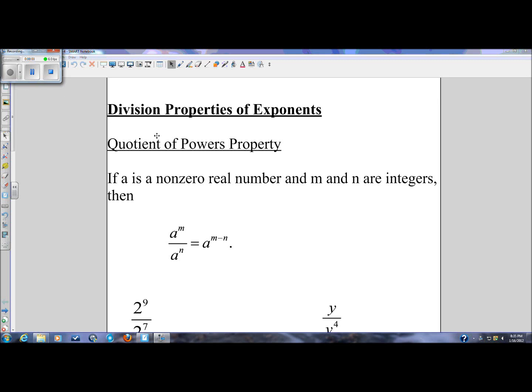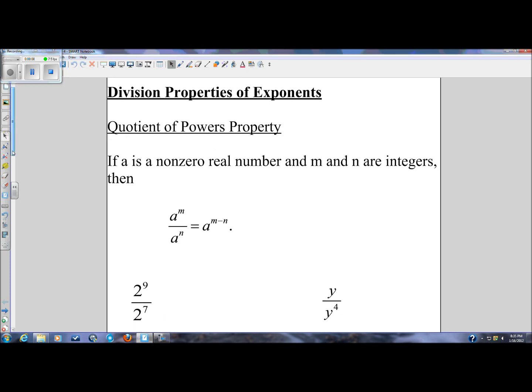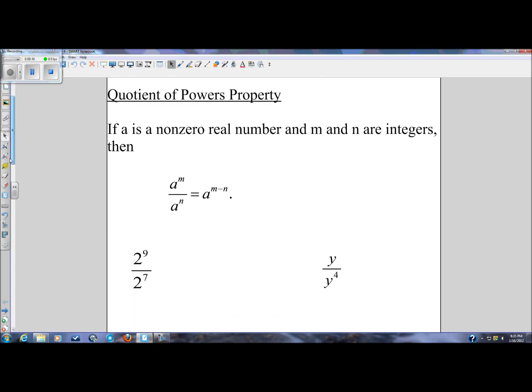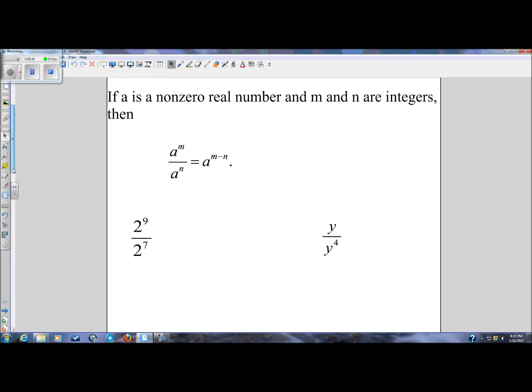Today we're going to be talking about division properties of exponents, and we're going to start with the quotient of powers property. If a is a non-zero real number and m and n are integers, then a to the m over a to the n is equal to a to the m minus n. So basically what we're doing is we're subtracting the exponents when the bases are the same and we're dividing.